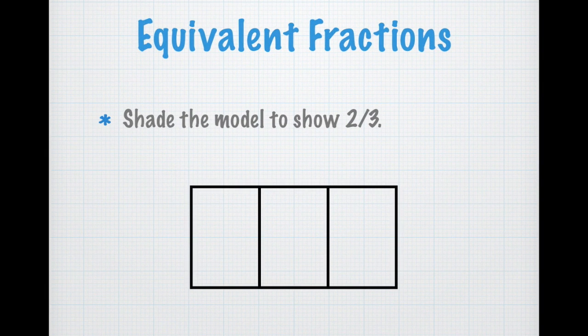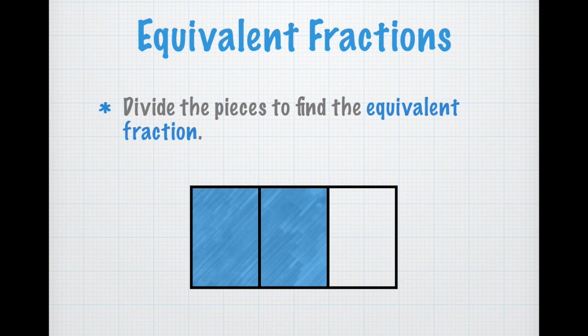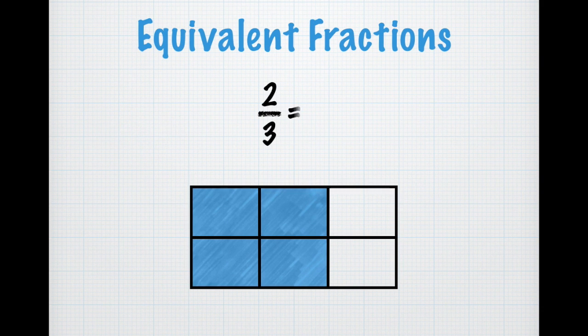Let's try another one. Shade the model to show 2/3. So I'm going to shade in 2 of the 3 pieces. Then I can divide the pieces to find the equivalent fraction. So again, I draw a line horizontally across the middle. And now my model has been split into 6 pieces. And I can see that 4 of those pieces are shaded. So 2/3 is equal to 4/6.